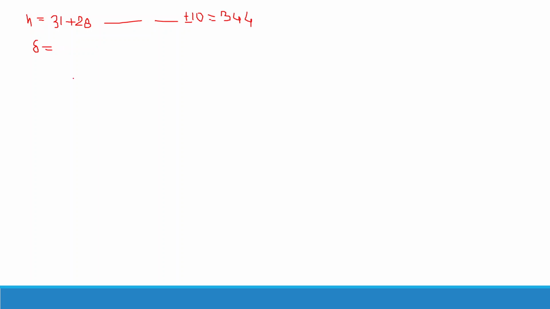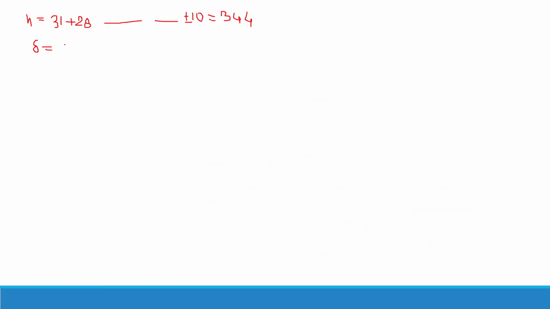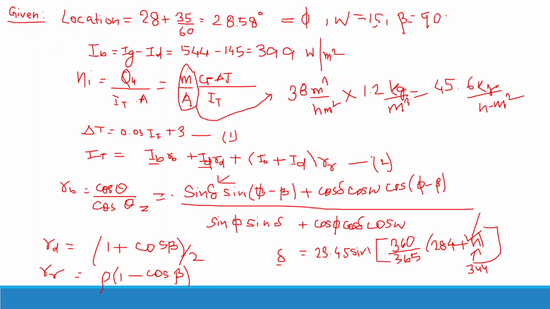So after putting this, everyone take a calculator. 284 plus 344, into 360 upon 365, that is whole sine into 23.45. This comes out to be around minus 23.04. So now you have delta also. Write it here. Delta is minus 23.04.